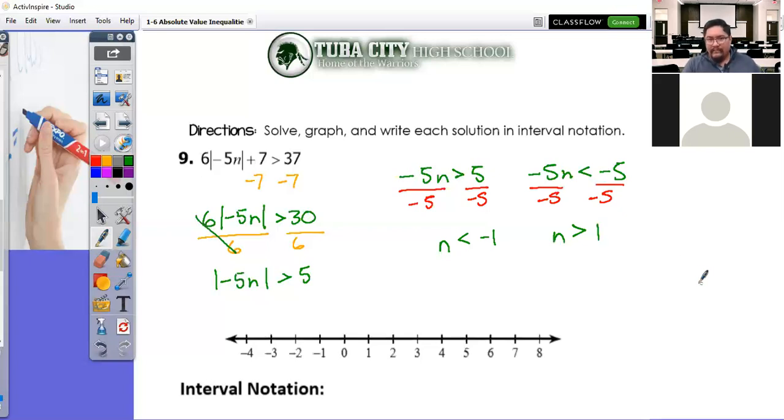All right. From here, we can go ahead and graph it. Sorry, getting a little bit spacey here.